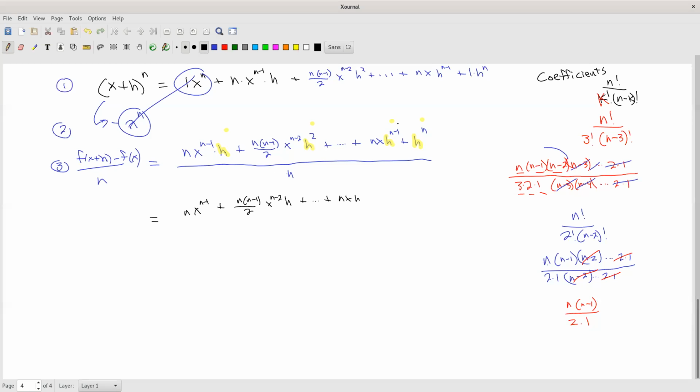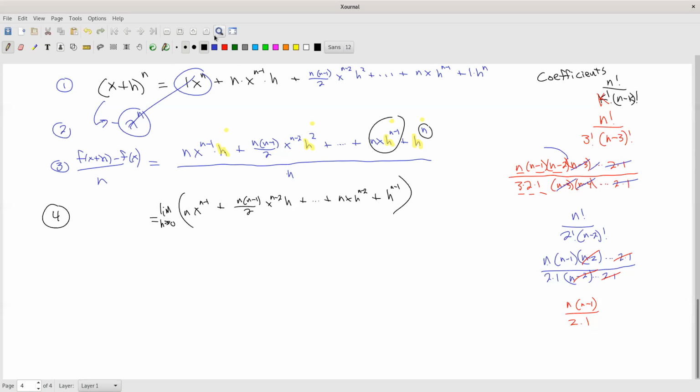This, again, divides by h, so that power drops by 1. So that's now going to be n x h to the n minus 2. And the last one, that power has to drop by 1, h to the n minus 1. Why does that power drop by 1? Because I'm dividing an h out. So I no longer have a denominator, and I'm ready for step 4, which says take the limit as h goes to 0 of all of this.